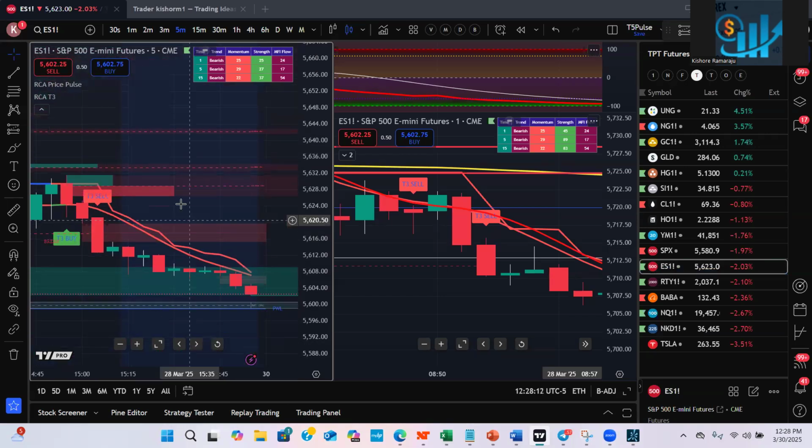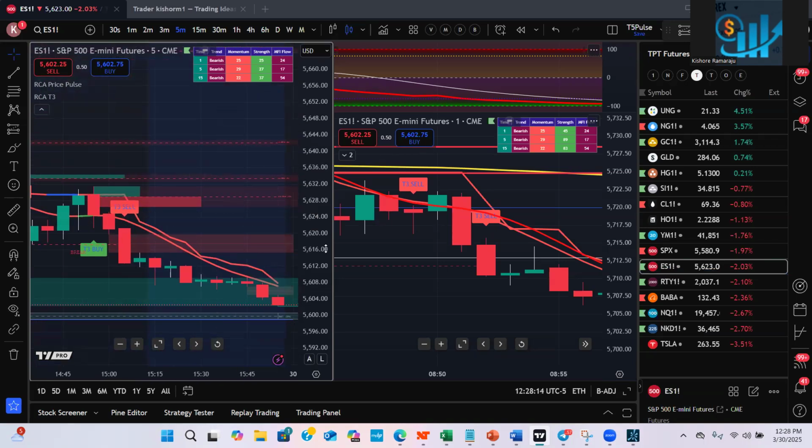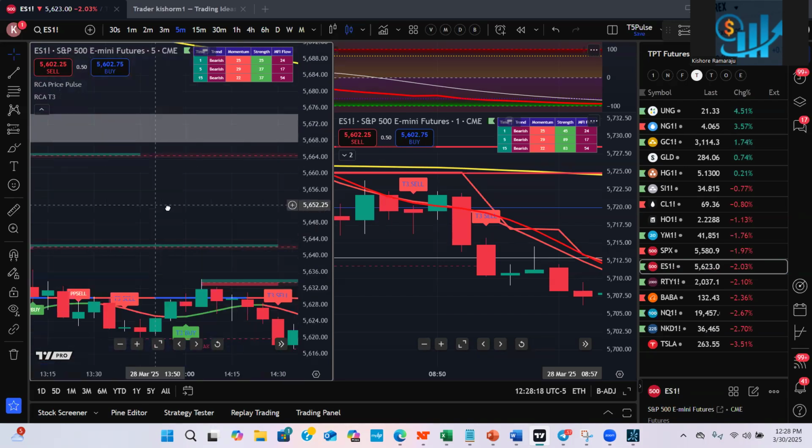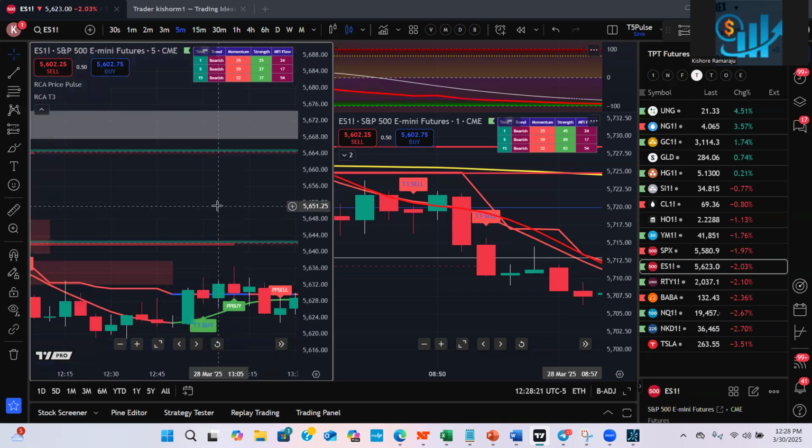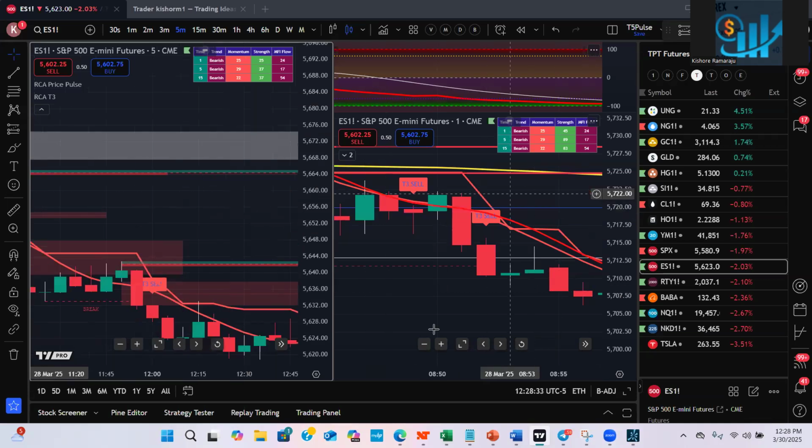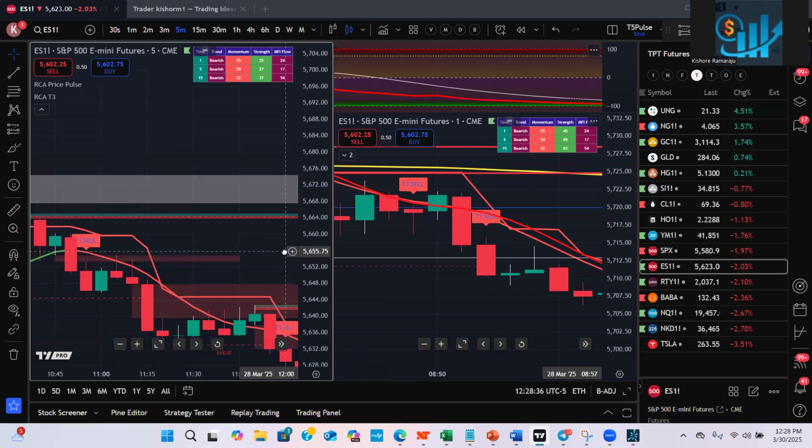So always your higher time frame is the master, right? Always the higher time frame will carry more strength than the lower time frame. If you are using 1 hour, you can use 15 minutes. If you are using 4 hours, you can use 1 hour. If you are using daily, you can use 4 hours as a smaller time frame. If you are using 5 minutes, use 1 minute as the lower time frame.